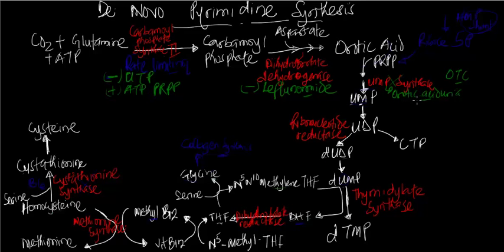Another condition that I also want us to be aware of is OTC, the ornithine transcarbamylase enzyme. And what's OTC doing? OTC is present in the urea cycle, and this is what actually allows us to add ornithine to carbamoyl phosphate to be able to form citrulline.